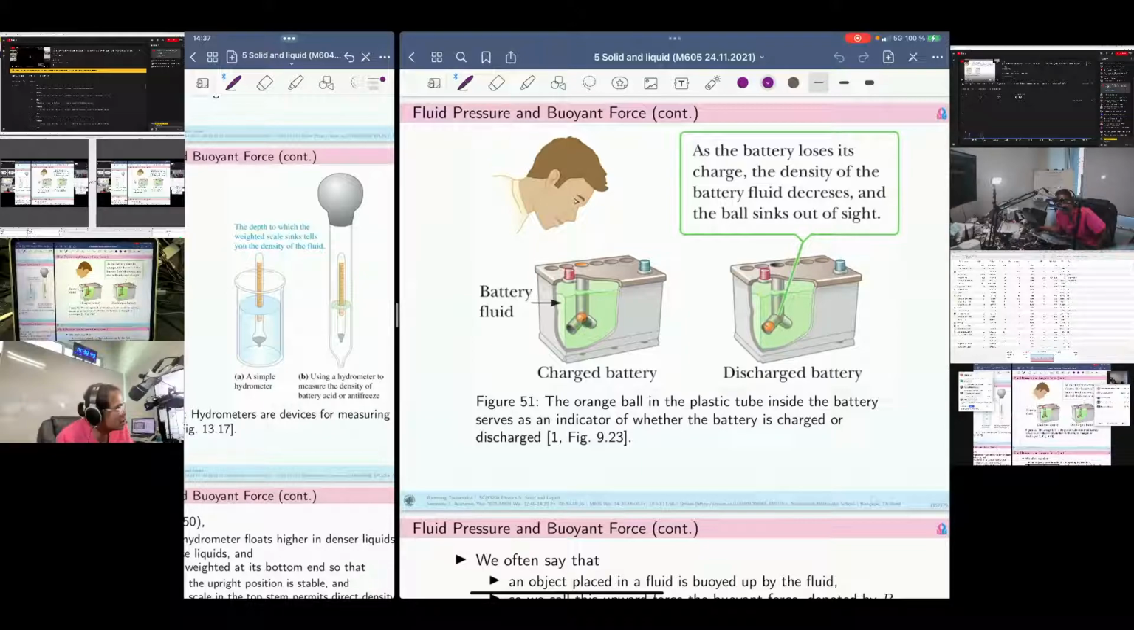No, it's M604 and M605. 605, right? Okay.